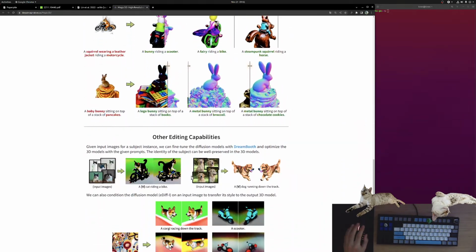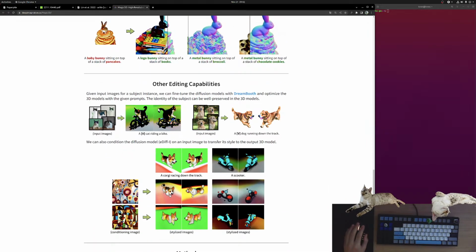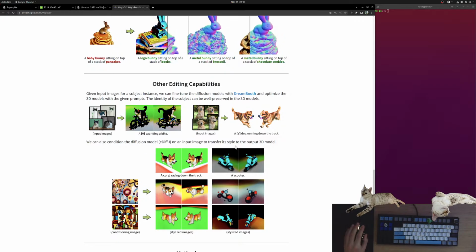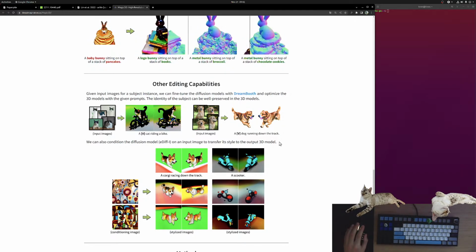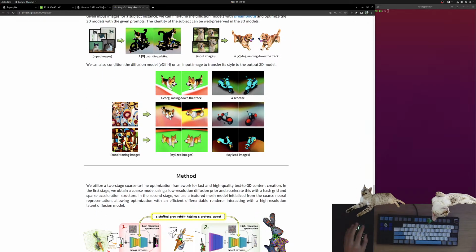Prompt-based editing. We can also condition the diffusion model on an input style to transfer its style to the output of the 3D model. That is crazy. I wonder what the 3D meshes for these look like.